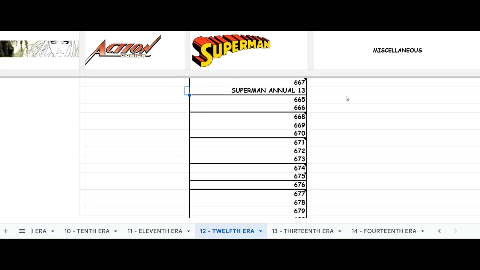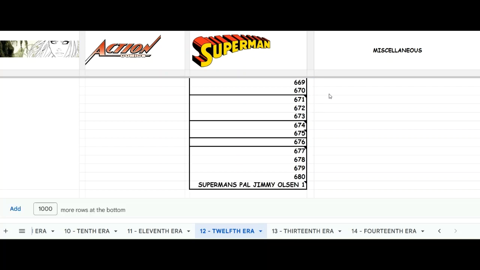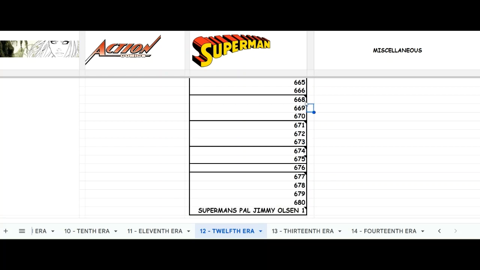The next story arc is a two-parter, issues 665 and 666. These are both standalone issues. 665 is just all about Jimmy Olsen, and 666 is predictably an evil magic demon theme. Superman 666, of course.